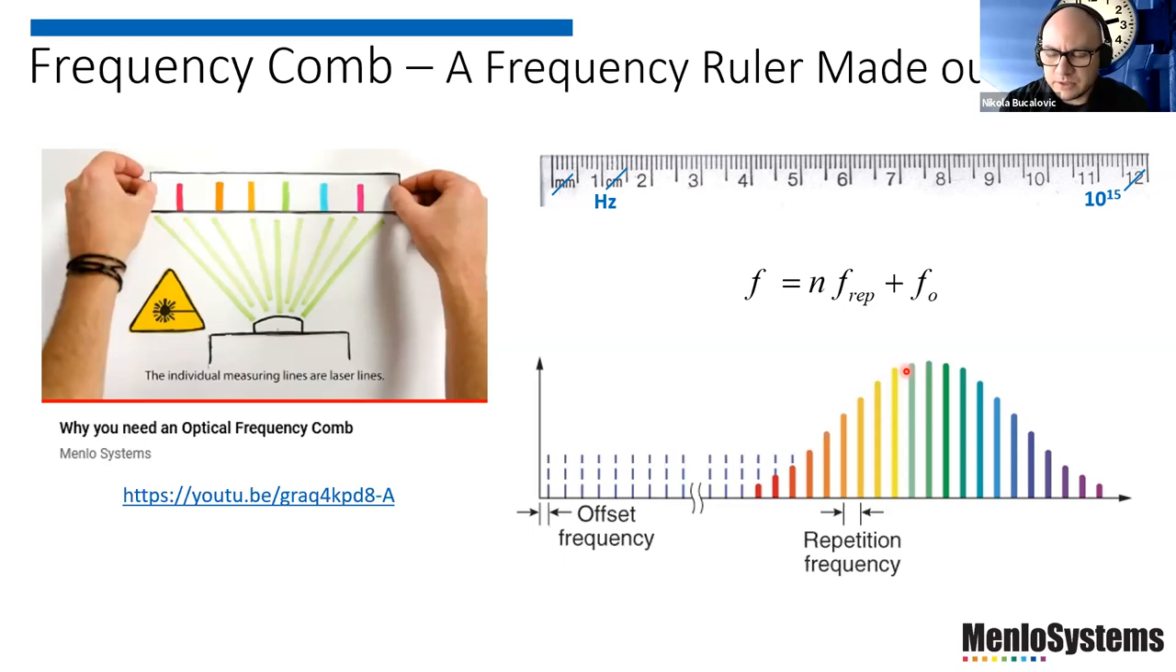And what is revolutionary, and why the Nobel Prize was awarded for this, is that instead of making a frequency chain that occupies a whole building, you end up with a setup that takes 1 square meter of your optical table and one rack maybe.